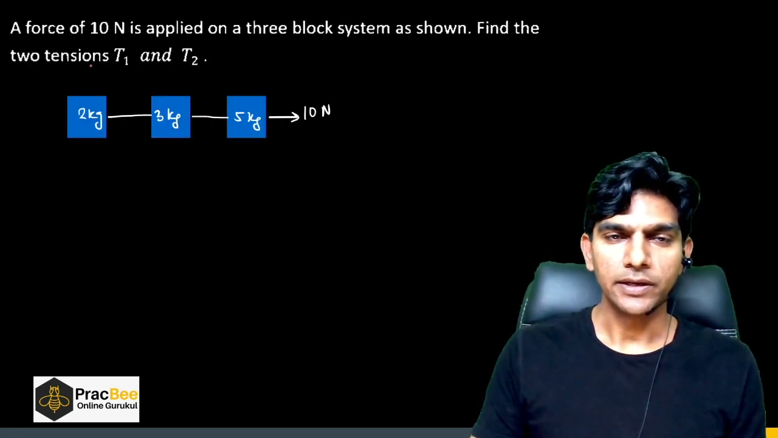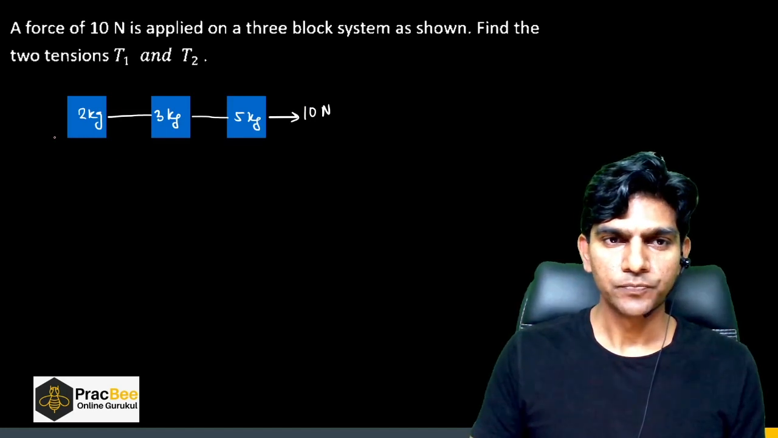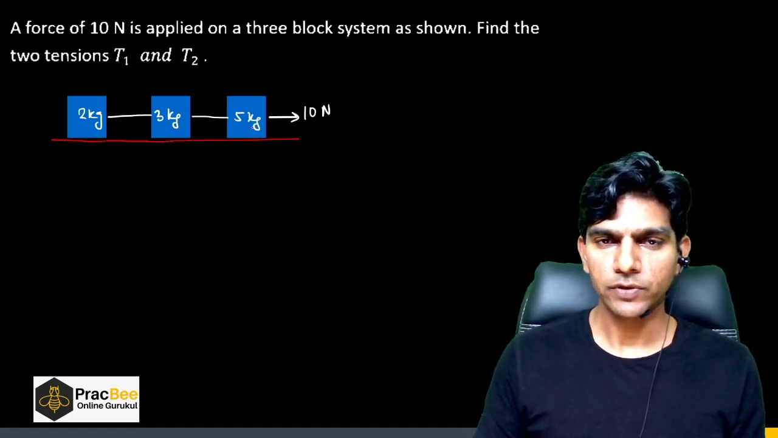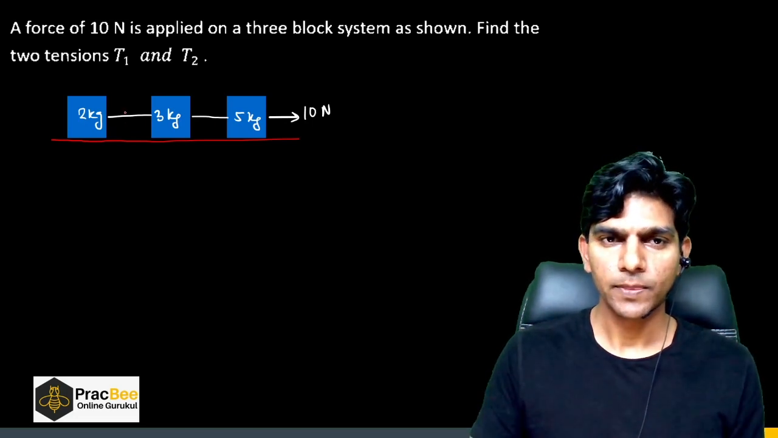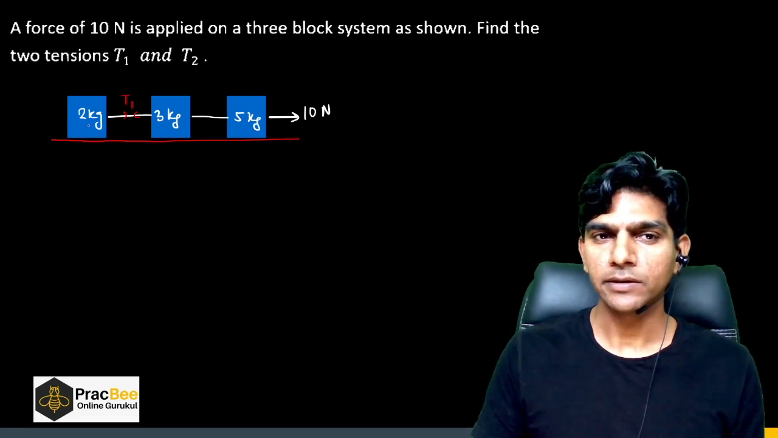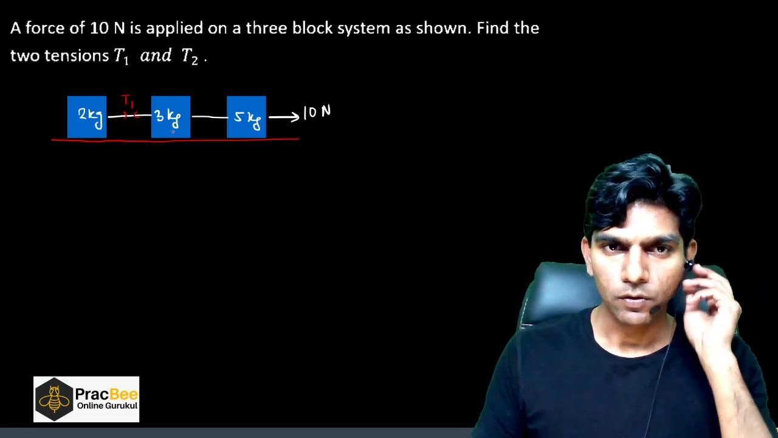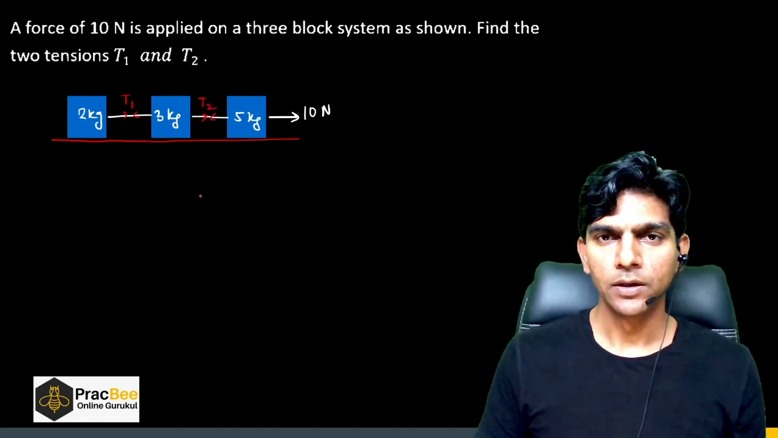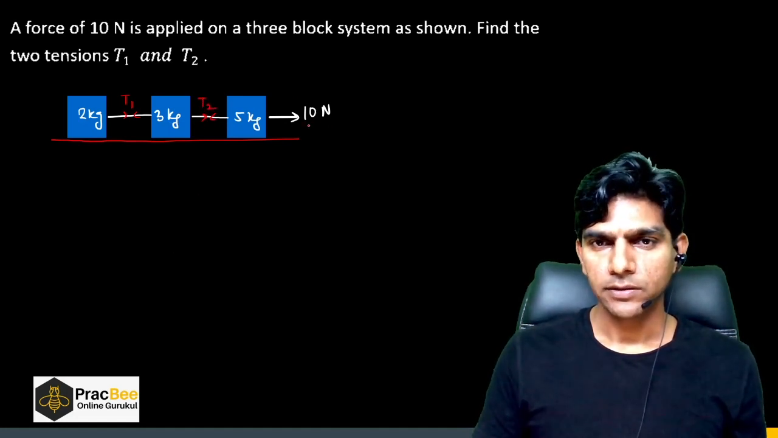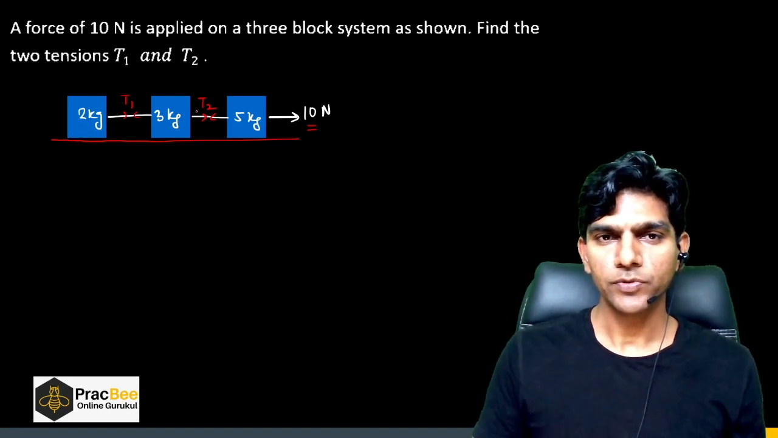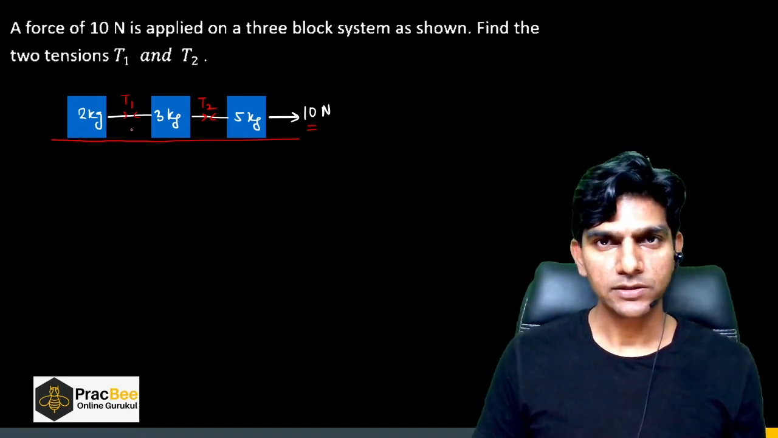Next, again, this question is from Newton's laws. We are given 3 blocks, 2 kg, 3 kg, and 5 kg, and they are connected with 2 strings. Let us say the tension in the string connecting the 2 kg and 3 kg blocks is T1, and the tension in the other string is T2. We are exerting a force of 10 Newton, and there is no friction anywhere, so all the 3 blocks will move as a single unit.